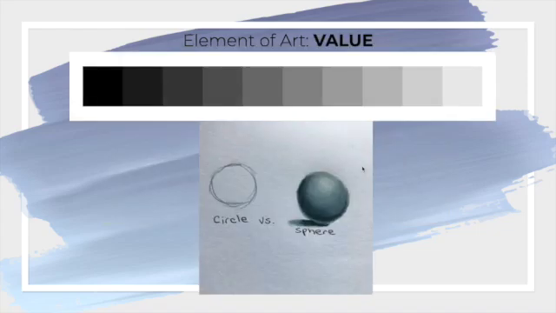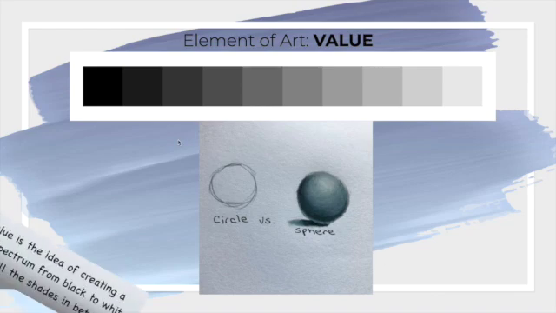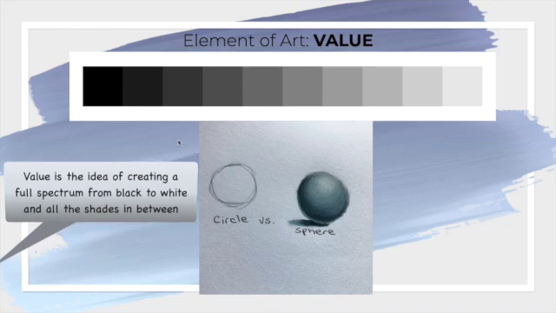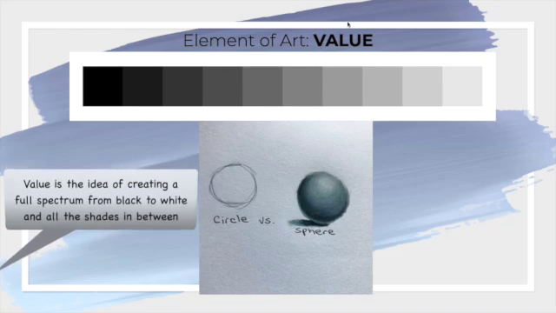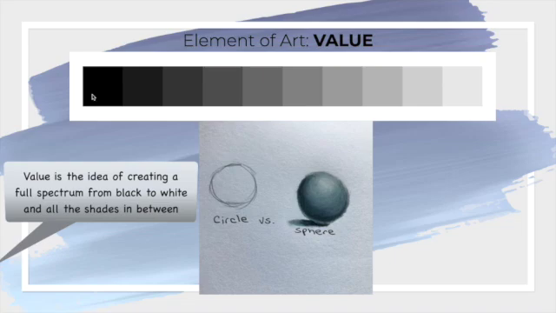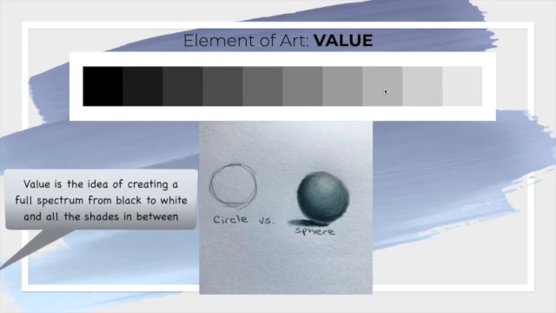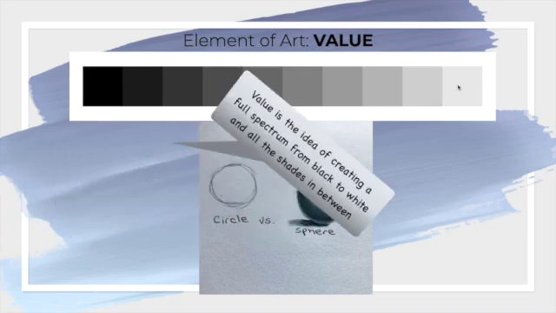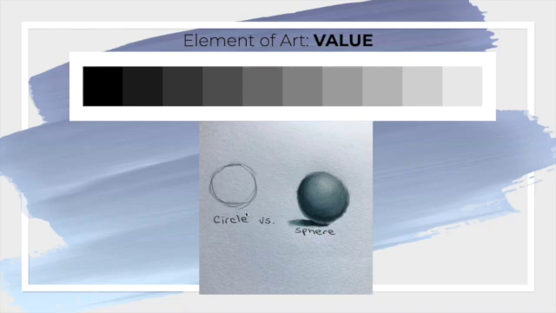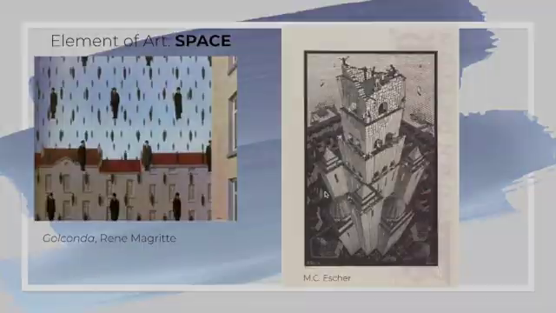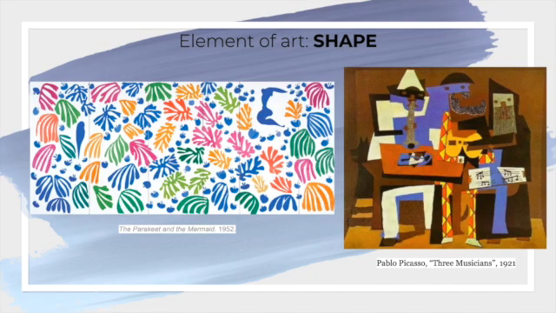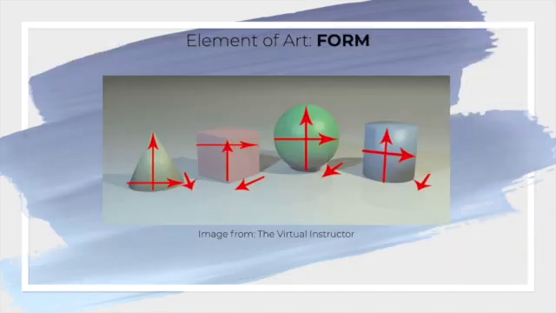The last element of art is value. And again, all these works of art will have more than one element in them. I'm just trying to show you examples of specific elements. Value is the idea of going from really, really dark all the way to light, and all the shades that are in between. It's what takes us from having something like a circle to a sphere, or from making a shape and turning it into something that has form.